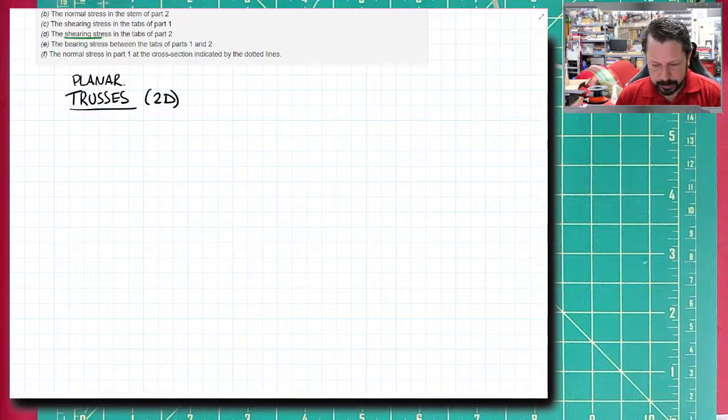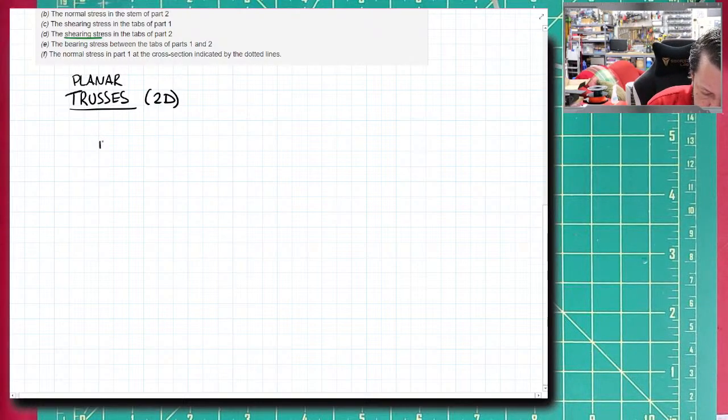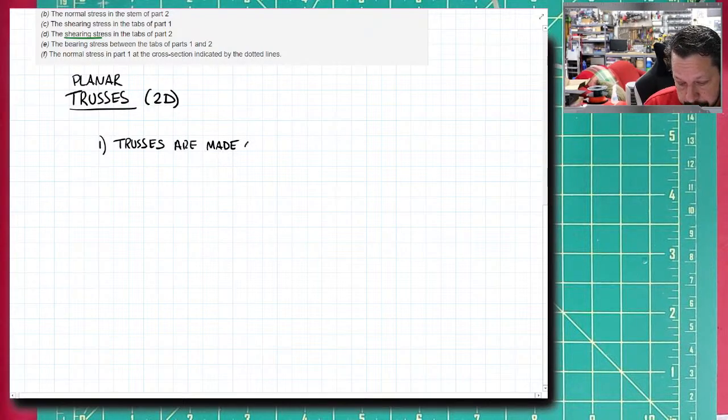So there's a couple of assumptions that we're going to make to define what a truss is. One of those assumptions is that for us, we're going to stick with planar trusses. That's not really an assumption. That's just a constraint that we're going to deal with. Some assumptions are that trusses are made or constructed, whatever you want to say, of rigid, and then we're going to call them members.